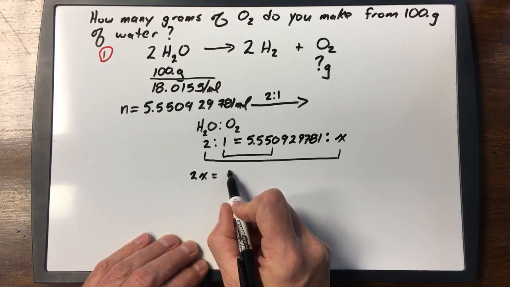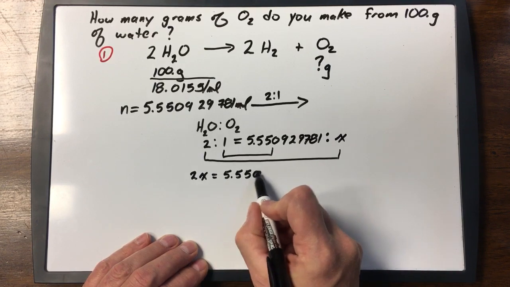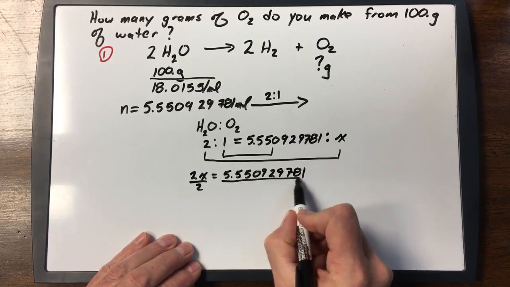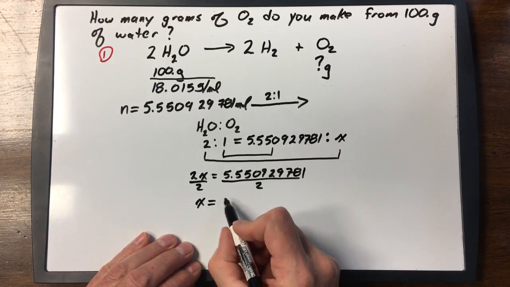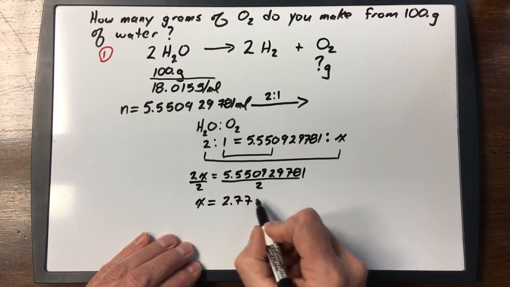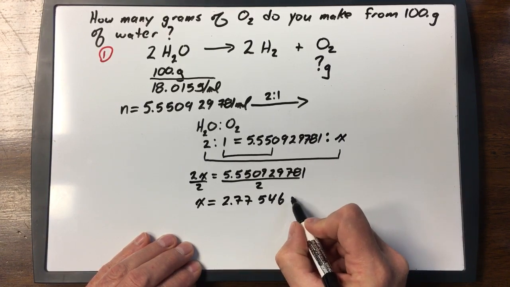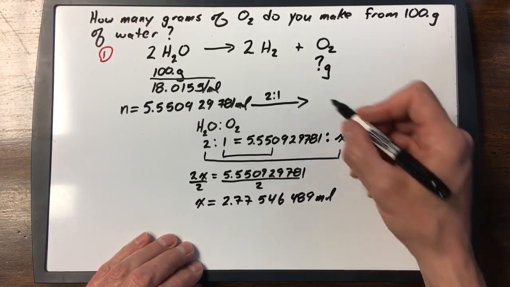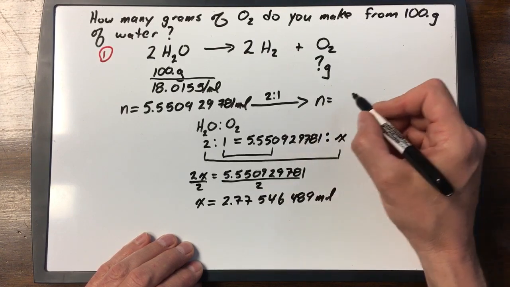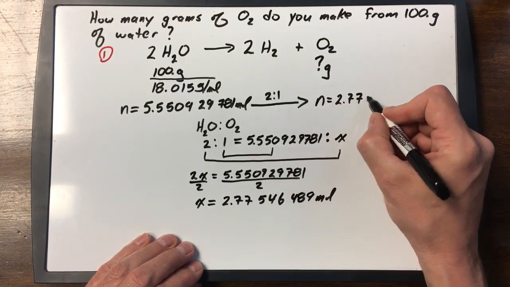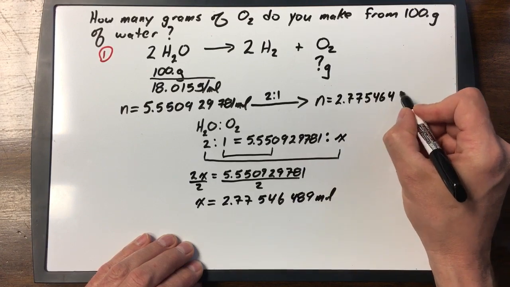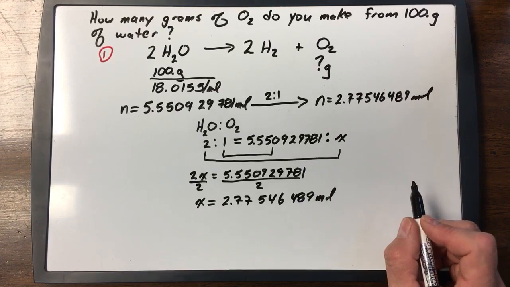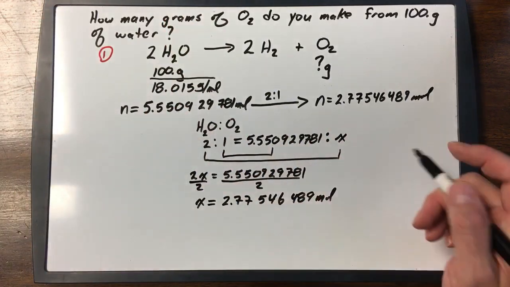So our 2x is equal to 5.550929781. Divide both sides by 2, and we get an x value equal to 2.77546489 moles of oxygen that are going to be formed. So I'm going to bring that up here. So the number of moles of oxygen is 2.77546489 moles. Once again, way too many significant figures, but we're going to deal with that in just a second. So we've gone from our water over to the oxygen.